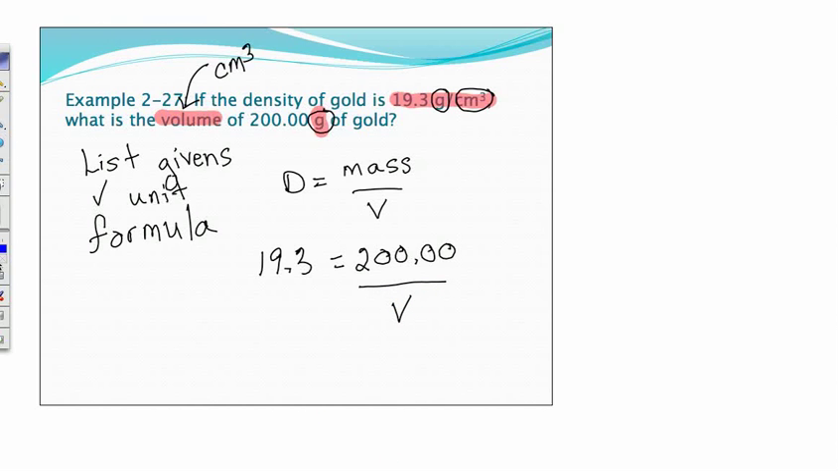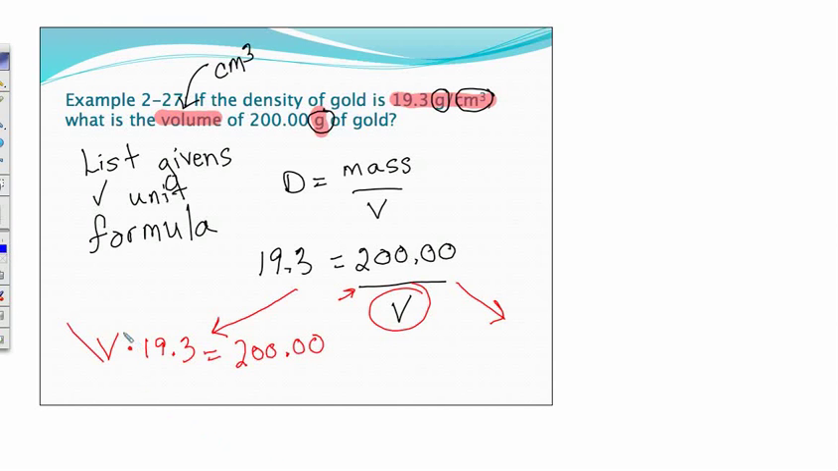Now, there's really 2 ways you can approach this in terms of solving for an unknown in a denominator. That's usually a troublesome algebra problem for young people. So I'll show you 2 approaches that we're going to use in this case. One is the more traditional approach. Since we're dividing by volume, the opposite operation is multiplication. So I'm going to multiply both sides by the volume. That gets that volume out of the denominator.